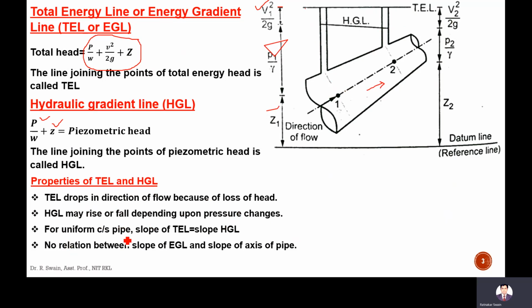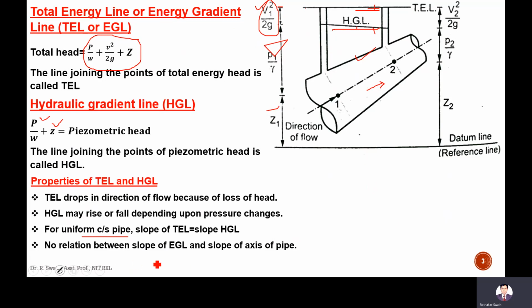For a uniform cross-section pipe, the slope of TL and the slope of HL are the same. This slope is the same as the HL slope if the cross-section is uniform. This picture is not uniform. If the cross-sectional area is uniform, then the velocity will be the same. Velocity will not change and kinetic head will not change. This V square by 2g term will not change, so obviously the TL and HL slope will remain constant.